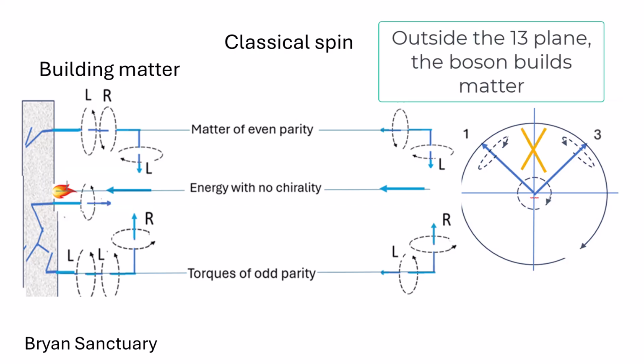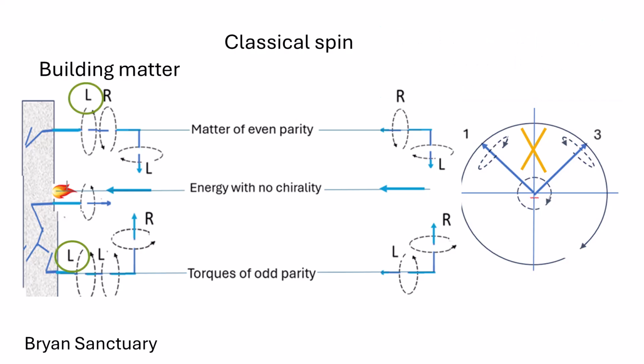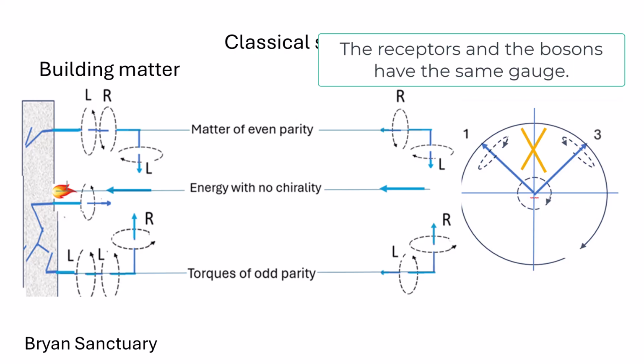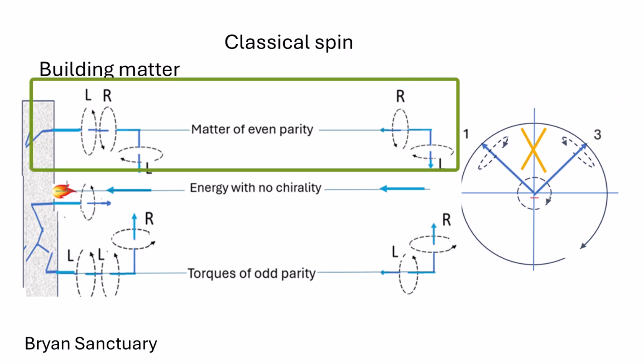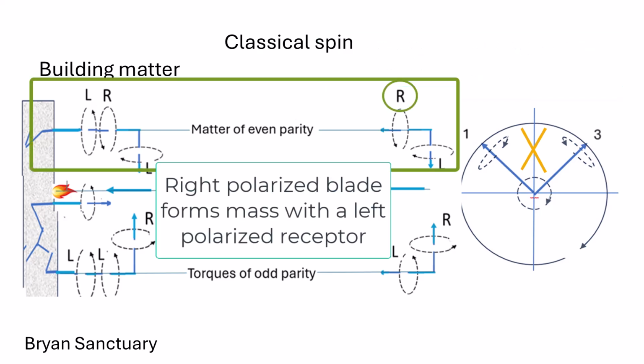Outside the 1-3 plane, we have seen two cases. These lead to spin having definite chirality. It interacts with a target surface, which we assume, let's say, is covered with left receptors. The receptors and the boson have the same frequency and properties, or the same gauge. This means a boson with right polarized blade impinges on the surface, and the left receptor and the boson will have opposite chirality. They form a double helix of mass.